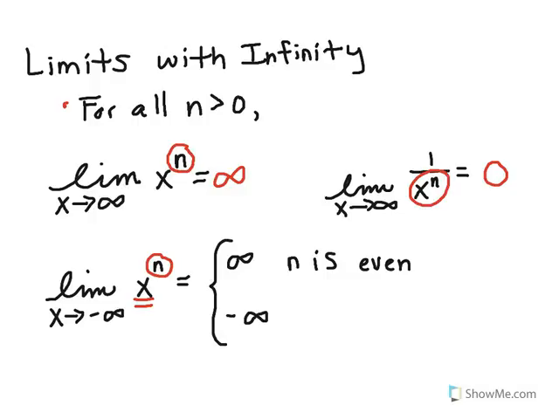Just by looking at this, in order for it to approach negative infinity, then n would have to be odd. And that makes sense, because if x is a negative number, having an odd exponent would keep that number negative, and then it would just get bigger and bigger.